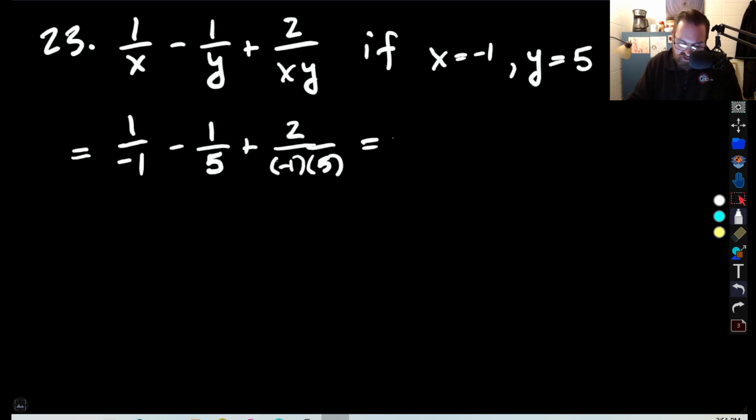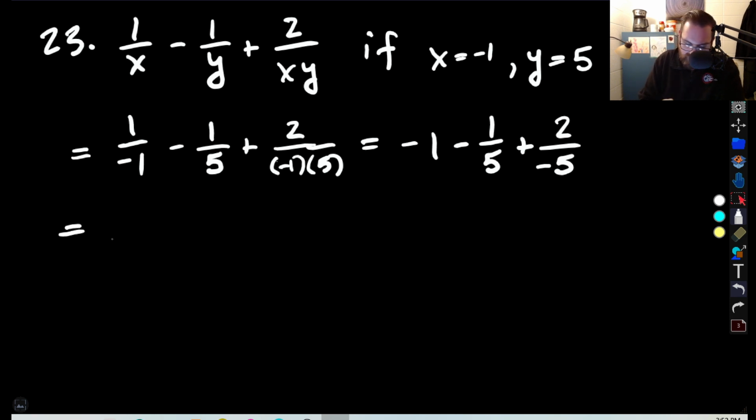So let's go ahead and work this out. 1 divided by a minus 1 is a minus 1. Minus 1/5. And now this down here below becomes a minus 5. So it's plus 2 over minus 5. Okay? But I want to point something out. This right here is the same thing as minus 1 minus 1/5 minus 2 over 5.